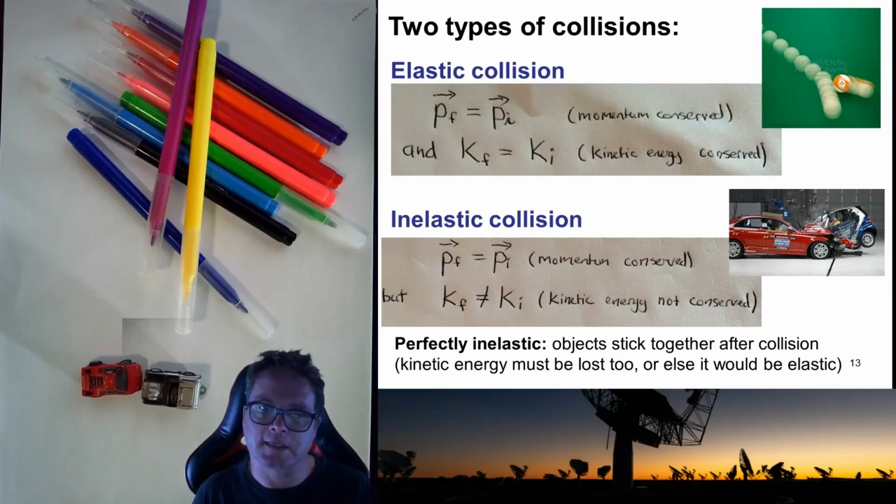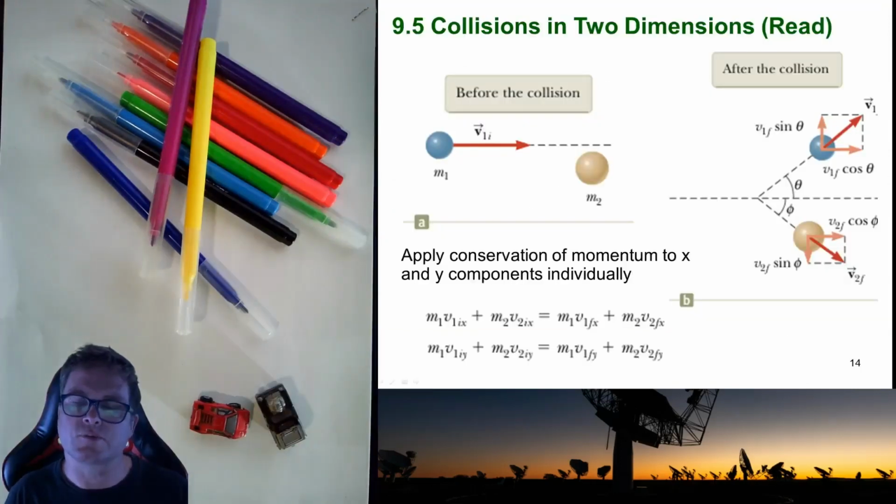When it comes to inelastic collision, we also have a type called a perfect inelastic collision. This is defined as a collision in which objects stick together after the collision. In this case, kinetic energy must be lost, or else it would have been an elastic collision.